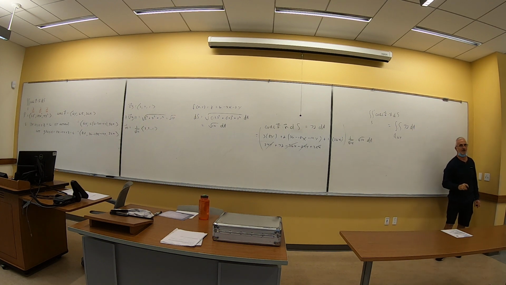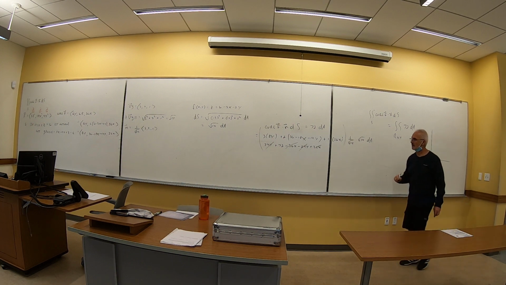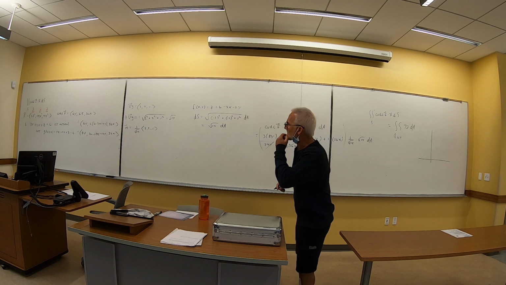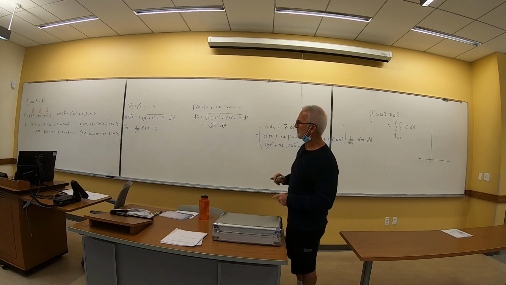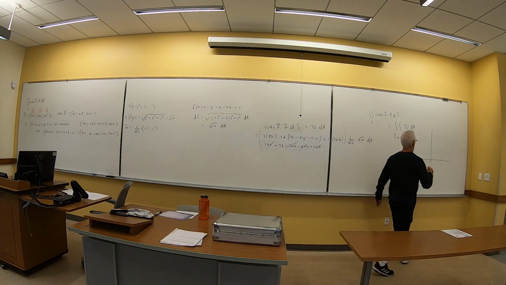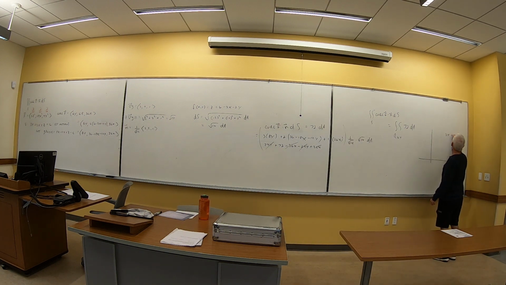Okay, what is the region in the xy plane? Triangle. Very specifically, what triangle? If I replace z with 0, then it'd be 3x plus 2y equals 6. Agreed?